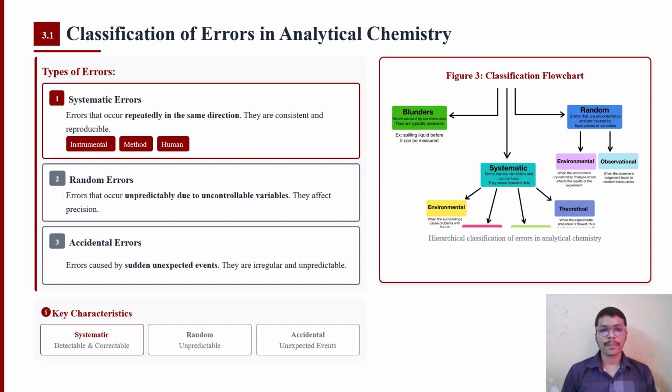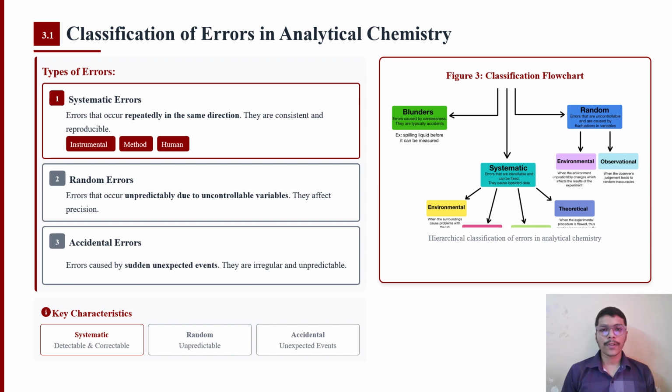Accidental errors are sudden, unexpected errors caused by accidents or negligence. Key characteristics: systematic errors are detectable and correctable. Random errors are unpredictable, while accidental errors occur suddenly and produce large deviations.